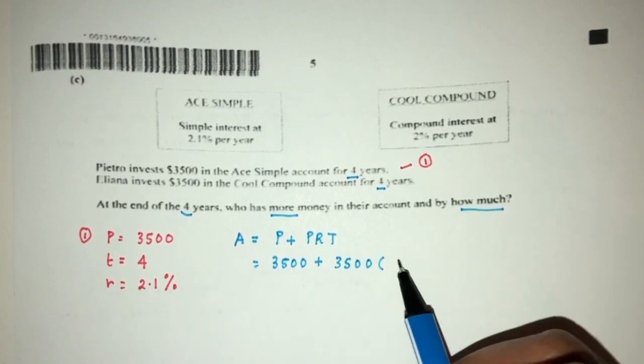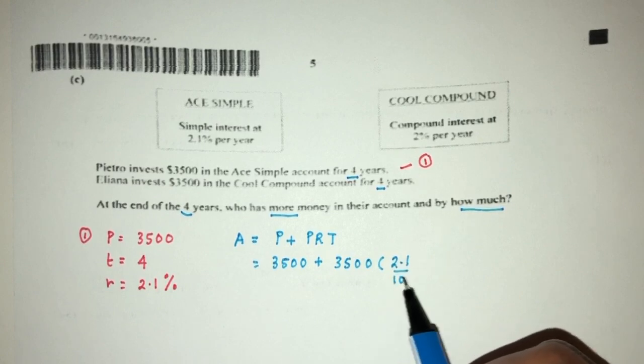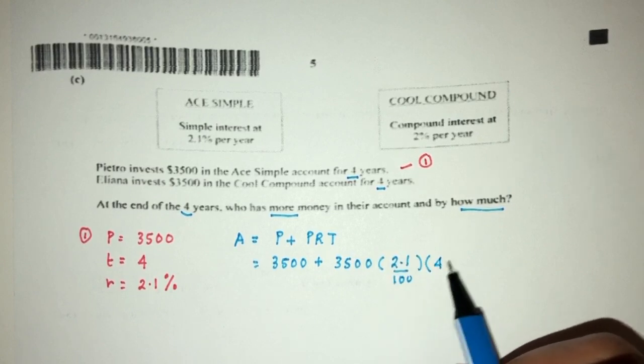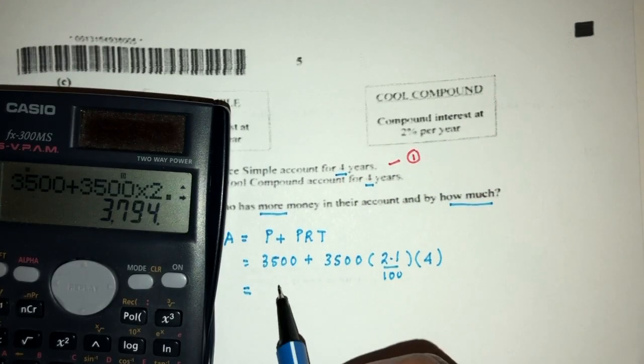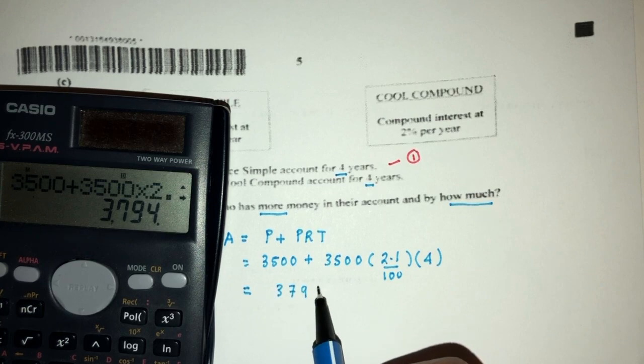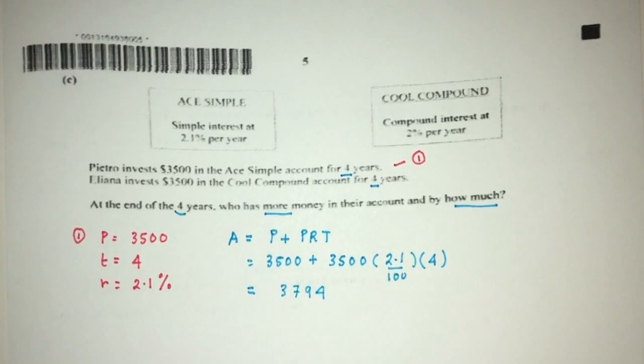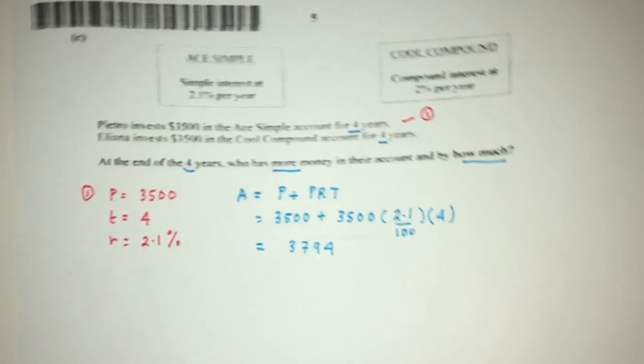So P plus PRT, where R is 2.1% divided by 100, and then times T, which is time taken in years, obviously. So 3500 plus 3500 times 2.1 divided by 100 times 4, that should be 3794.40, the amount after 4 years for Pietro.